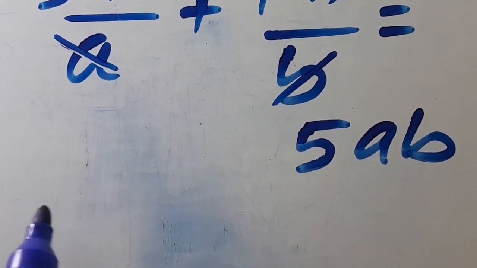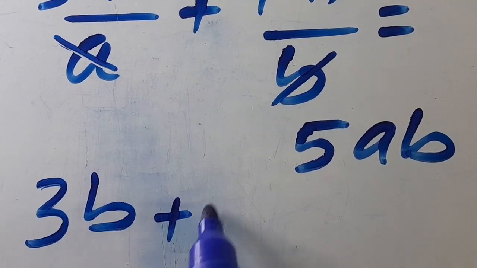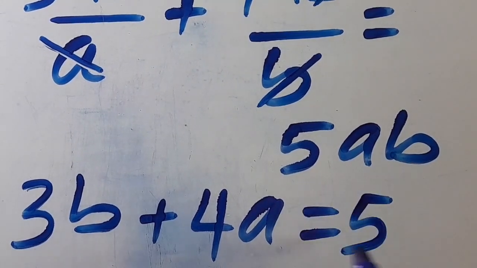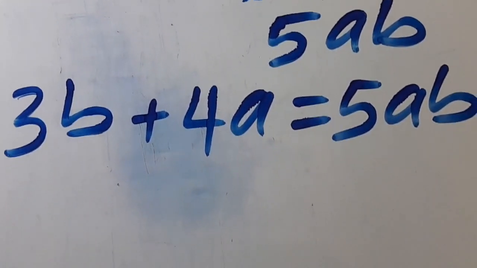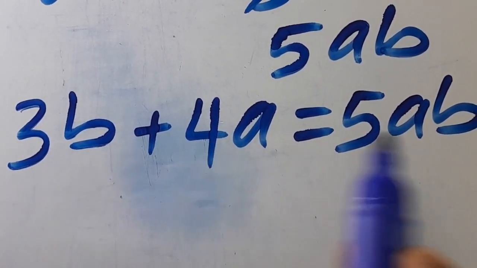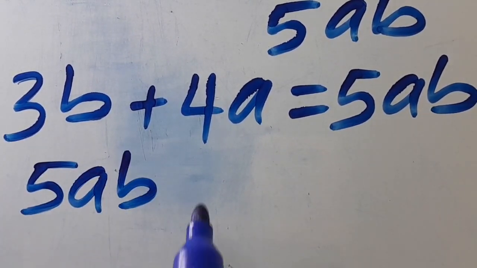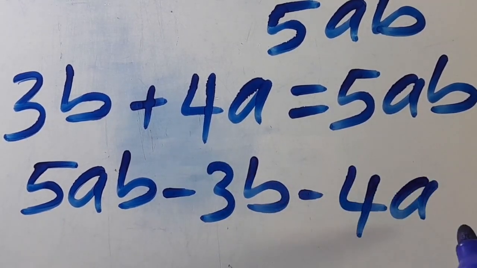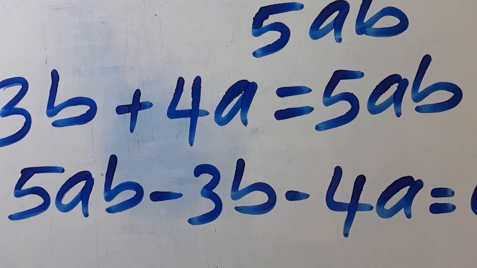So we are going to have only 3b plus 4a equals 5ab. Then from here, let us take the whole of this expression to this side. So we are going to have 5ab minus 3b minus 4a. Then everything should be equals 0.